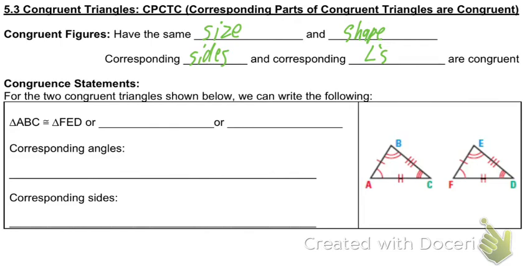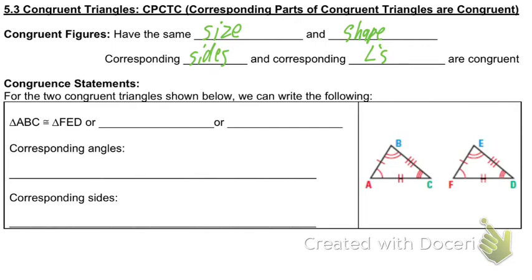That's the goal. Congruent statements are statements saying that two things are congruent. For the two congruent triangles shown, we can write the following. We can say triangle ABC is congruent to triangle FED. Now we have to be careful here. The order matters. Triangle ABC and triangle FED follow in order. The first letter in each is A and F.